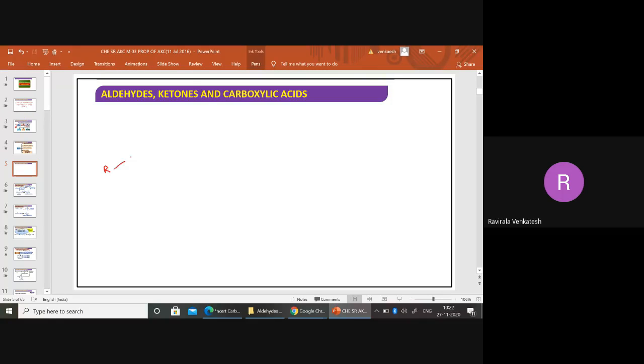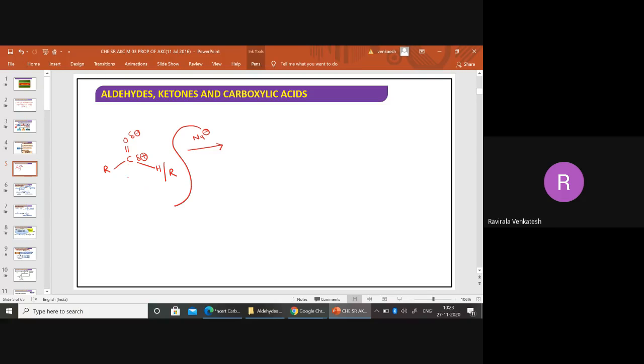R, C double bond O, H, or R. Partial positive, partial negative, because it's a covalent bond, no? So put partial positive, partial negative. Now, whenever you observe what happened, a nucleophile attacks on the carbon like this.